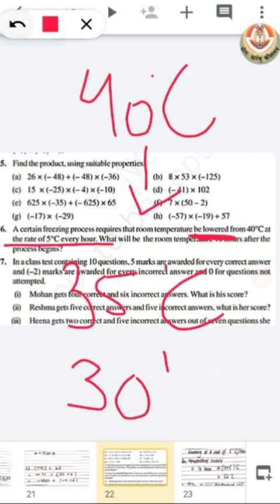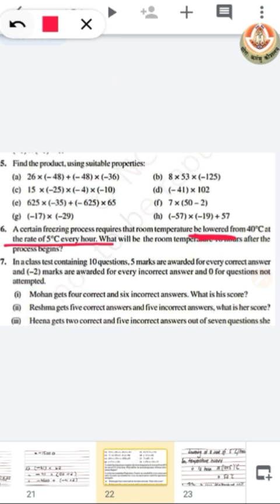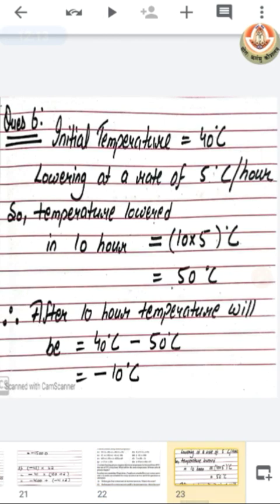Now what is the question? The question says, what will be the room temperature 10 hours after the process begins? So let's check the solution.